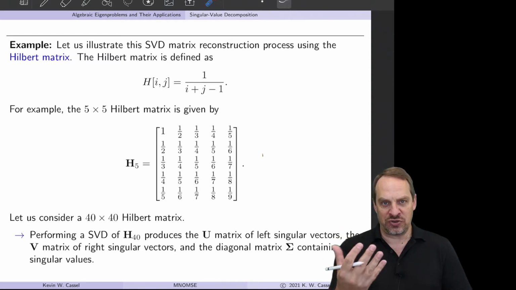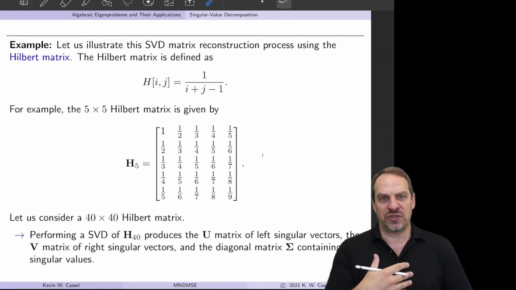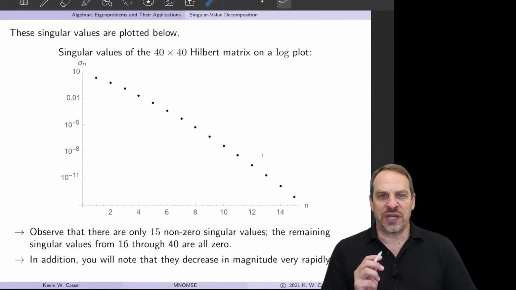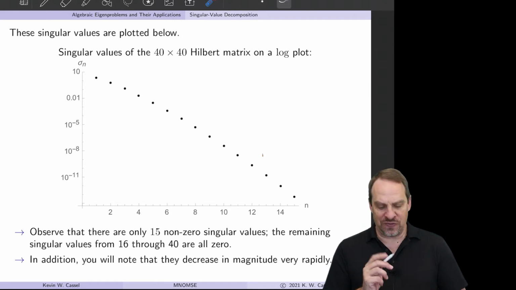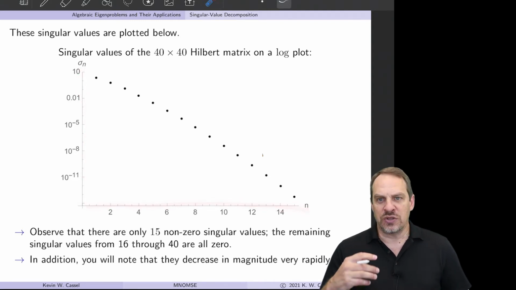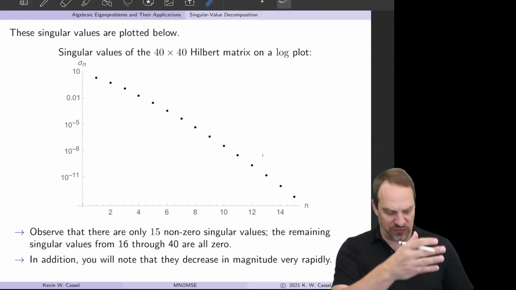So the full reconstruction, or the full SVD of the original Hilbert matrix comes from 40 by 40 U, 40 by 40 sigma, 40 by 40 V. But if you take a closer look at the singular values themselves, you'll see a very interesting behavior. So here I've plotted the values of the singular values, the sigmas, versus n. So capital N is 40, so little n goes from 1 to 40.